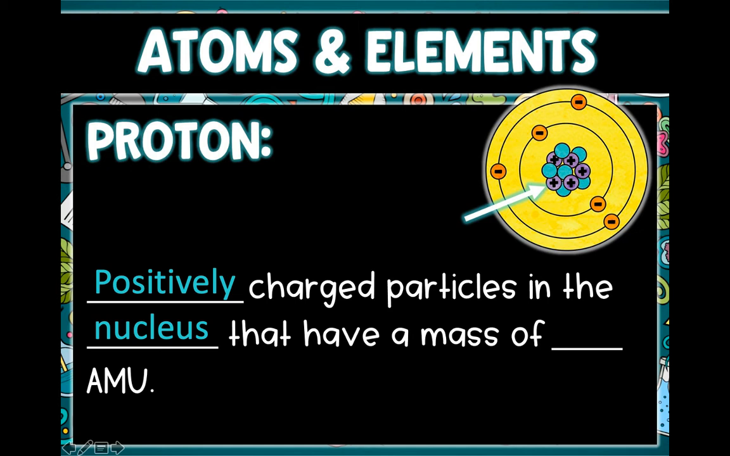A proton is a positively charged particle in the nucleus, and protons have an atomic mass of 1 AMU. AMU just stands for atomic mass unit. So our protons are going to be these little positive guys in the center of the atom, and that center is called the nucleus. Protons are positive. You can remember that because they both start with P, and they are here in the nucleus.